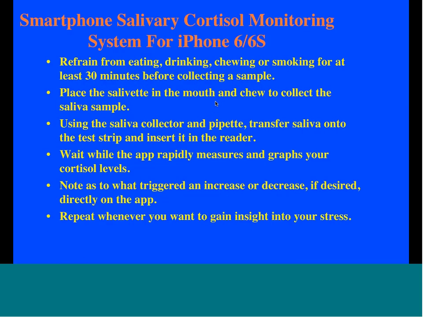Their instructions include refraining from eating, drinking, chewing, or smoking for at least 30 minutes before collecting a sample. Then you collect the saliva samples, using the salivary kit collector and pipette, transfer the saliva onto the test strip, and insert it into the reader. You wait while the app rapidly measures and graphs your cortisol levels, and you note what triggered an increase or decrease directly on the app. There's a place for writing in your response, and you can repeat whenever you want to see what your cortisol levels are.